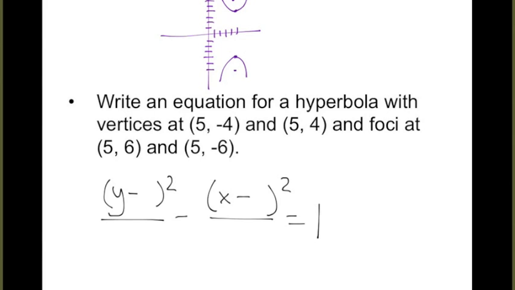The center is going to be, again, the middle of the vertices, or the average of the vertices. So our vertices at 5, negative 4 and 5, positive 4, what happens exactly halfway between those? 5, 0. Right? 0 is halfway between 4 and negative 4. So when that goes into our equation, the 0 goes with the y, the 5 goes with the x.